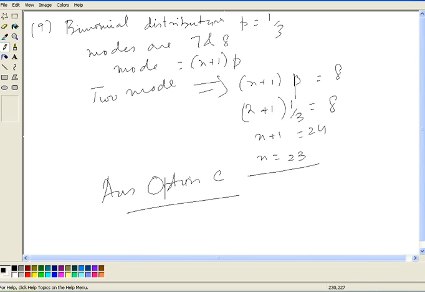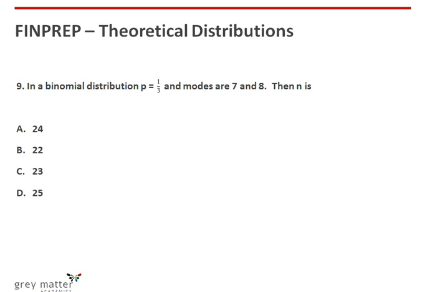Actually, this is the second mode, np and (n plus 1)p. Right? Yeah. Actually, (n plus 1)p. Okay. So the answer is option C. Going to our PowerPoint presentation, if you see, value of n works out to be 23. C is the option, which is 23.